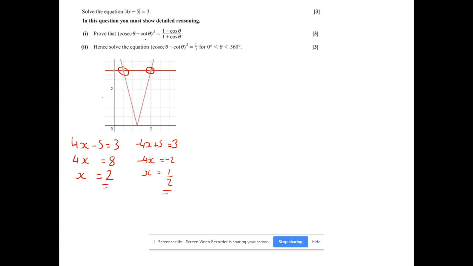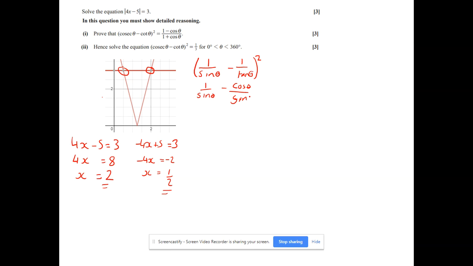Second one, prove that cosec theta minus cot theta all squared. So first thing I'm going to do is look at replacing that. So that's 1 over sine. Remember the third letter tells you what it is. Minus 1 over tan theta, and this is all squared. Tan is sine over cos, which means that I'm going to get 1 over sine theta minus sine over cos, so it becomes cos over sine.